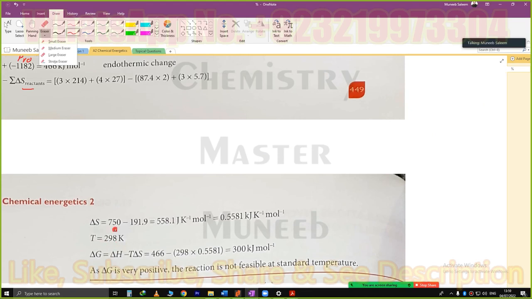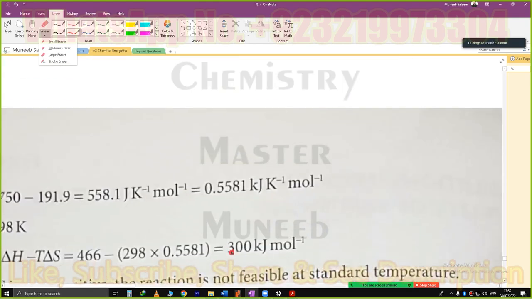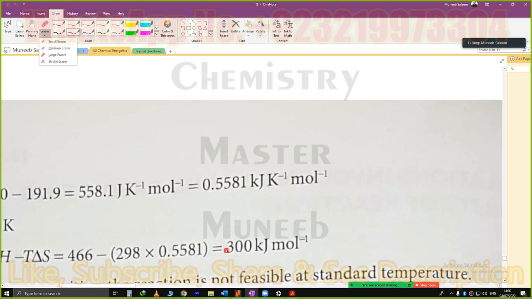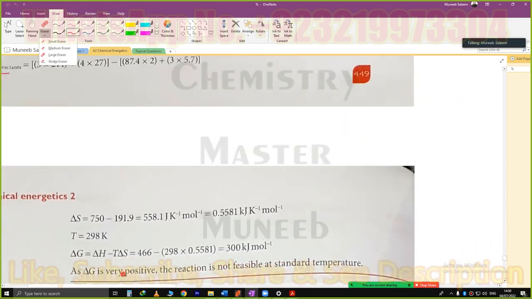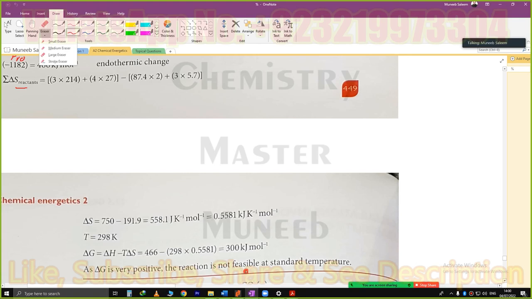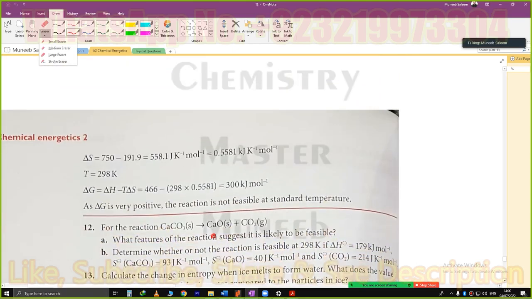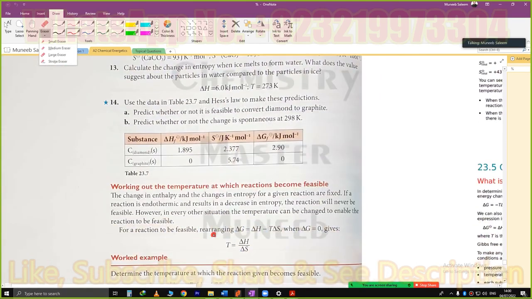Now applying the formula, delta G is delta H minus T delta S. Putting all the values here, you get delta G equivalent to 300. Now you see the sign is positive here. So positive sign means the reaction is not feasible at standard temperature. So this is what they have described in this type of numerical.